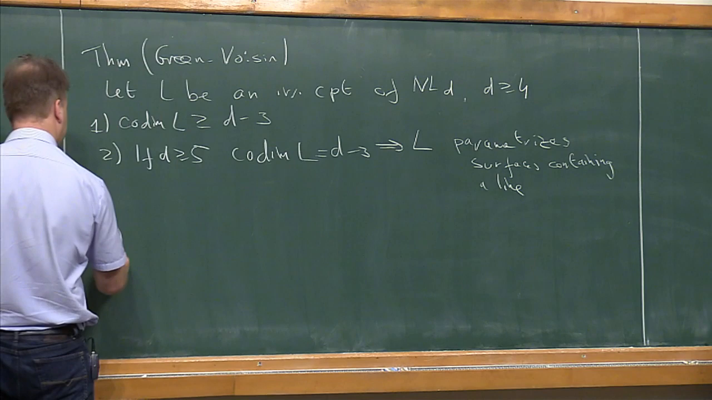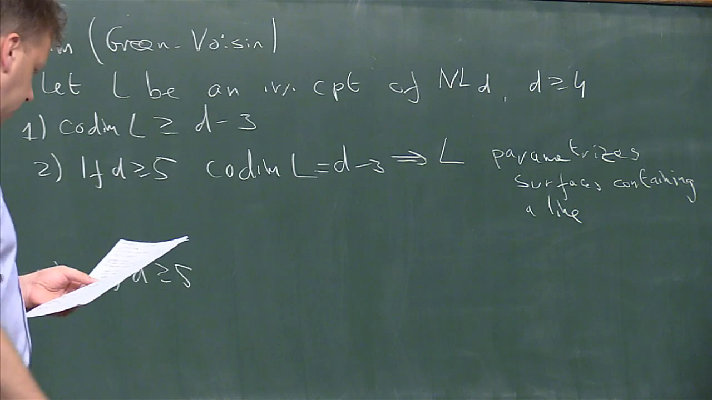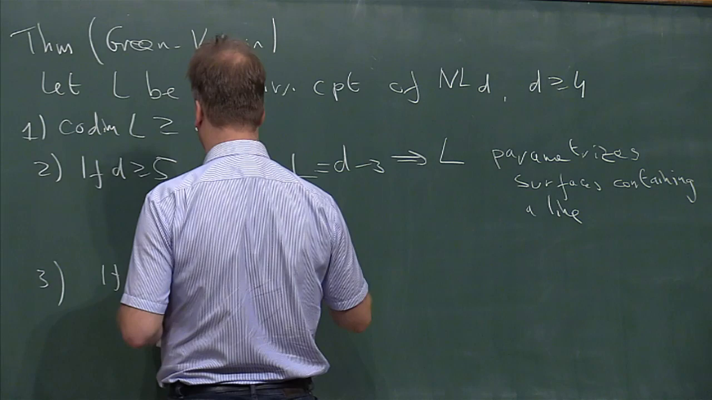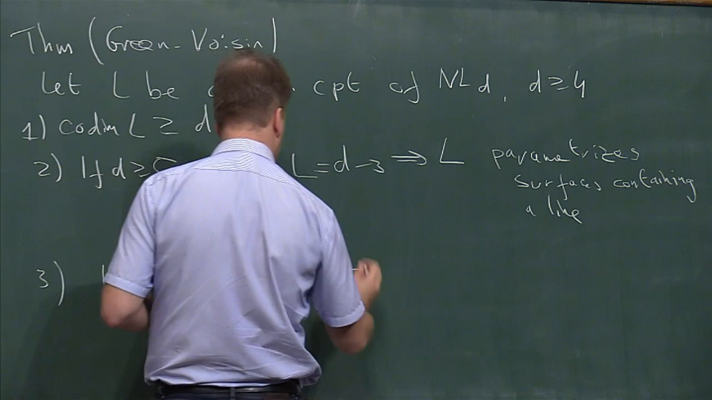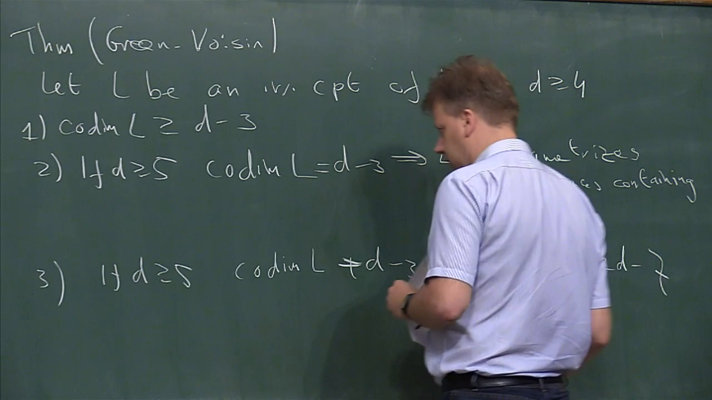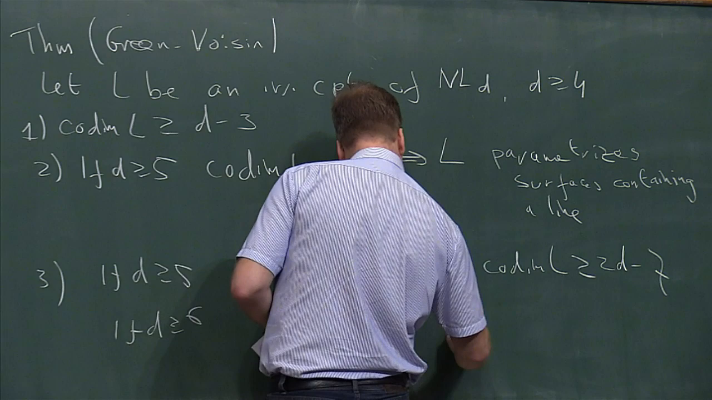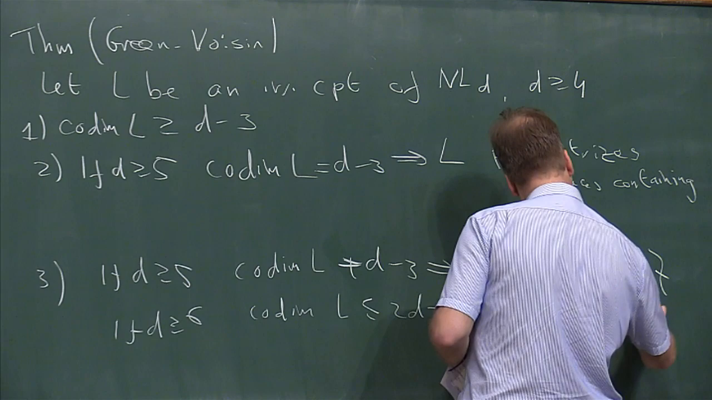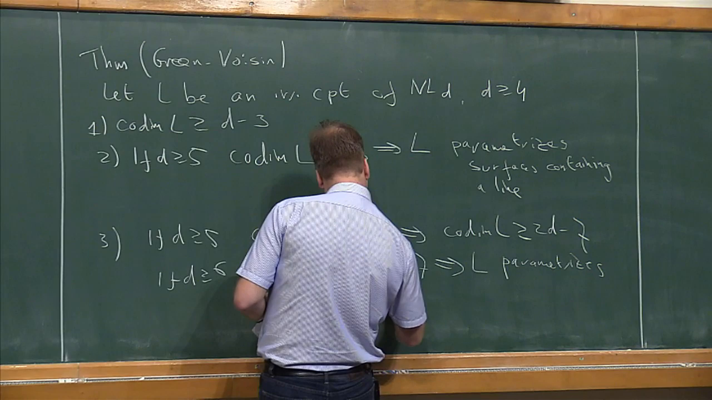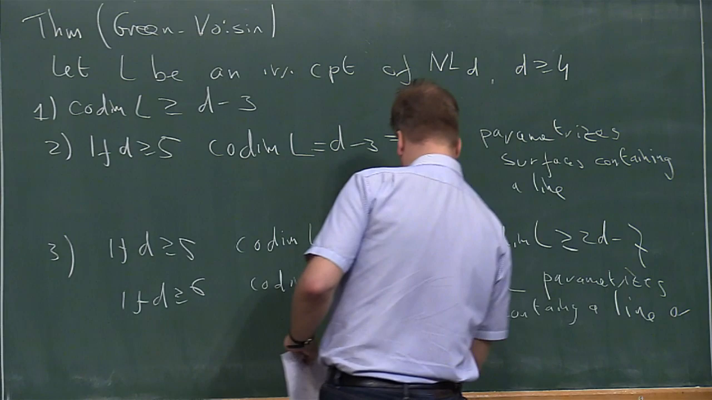And then the number 3: if D is at least 5 and the codimension of L is not D minus 3, then the codimension of L is at least 2D minus 7. And if D is at least 6, then the codimension of L at most 2D minus 7 implies that L parameterizes either surfaces containing a line or surfaces containing a conic.